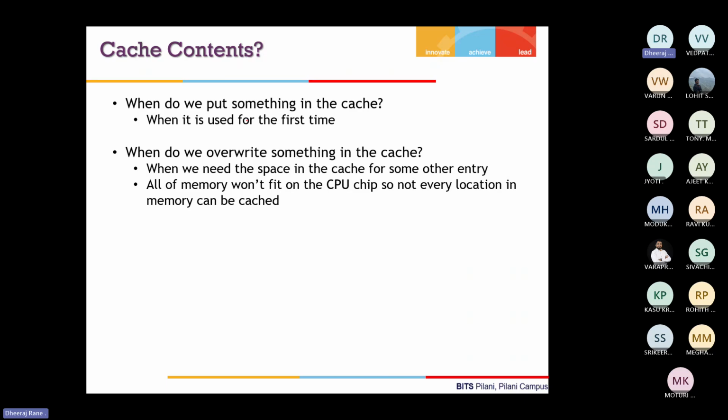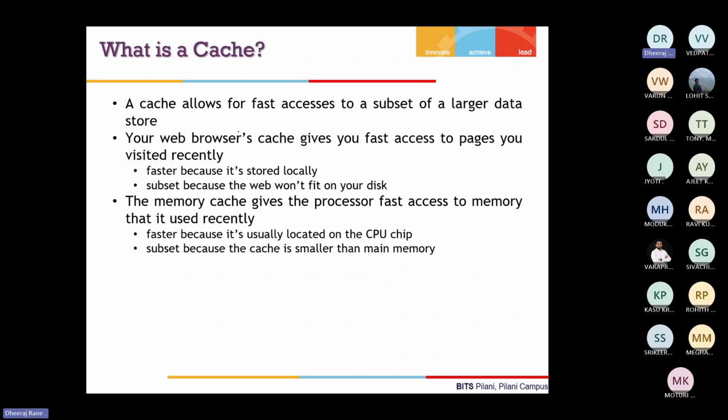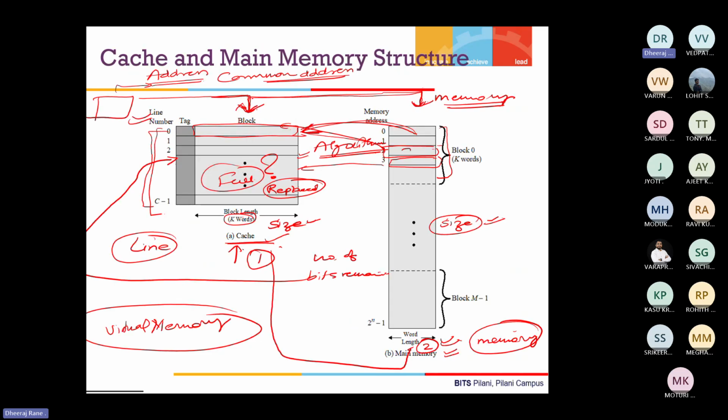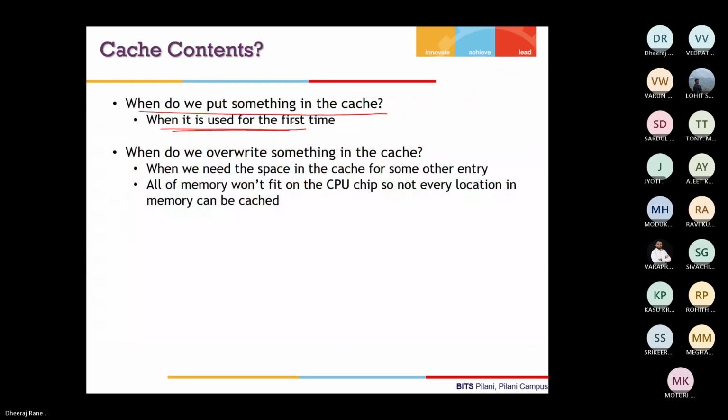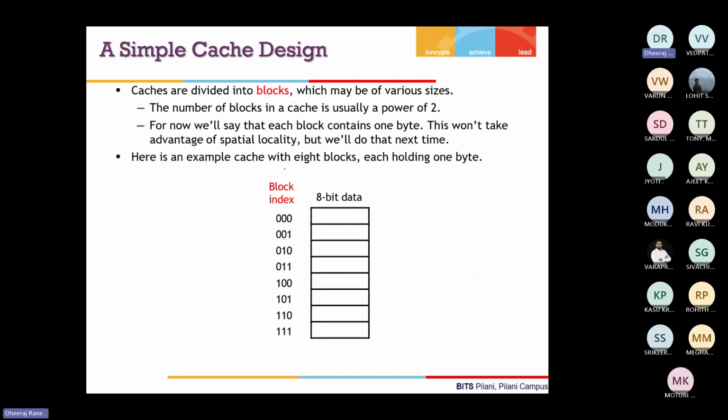So when do we put something in the cache, right? Ultimately, when exactly will we be putting something in the cache? When it is used for the first time. We have already seen in this diagram, as soon as some address is generated, it first searches in the cache. If available, then okay. If not, then it will refer to memory, and it is brought into the cache. When do we overwrite something in the cache? Once the cache is full and we are running out of space, definitely we will be overwriting it, right?